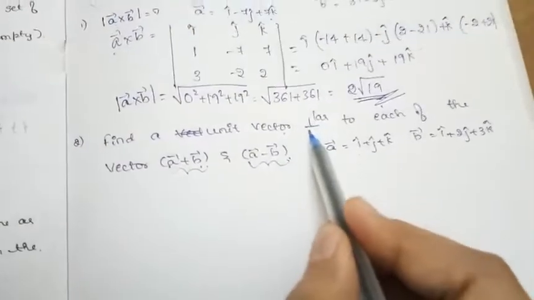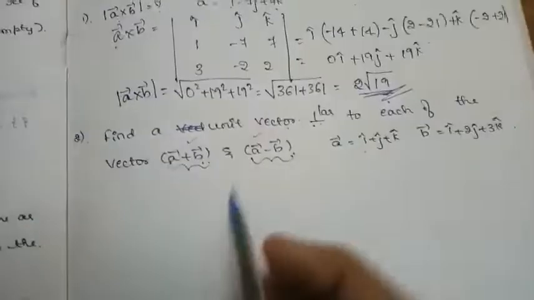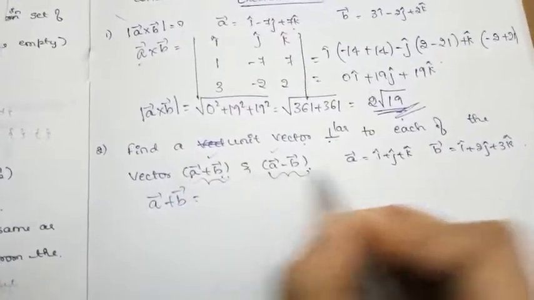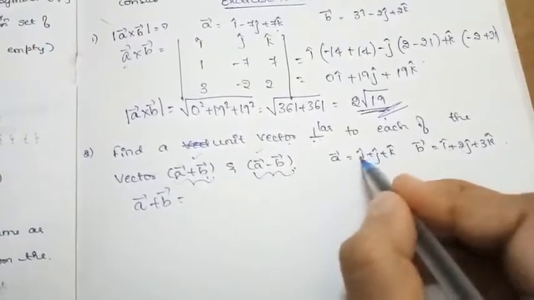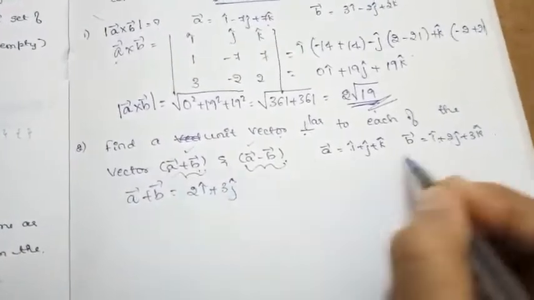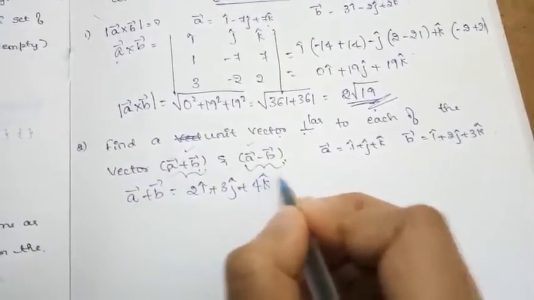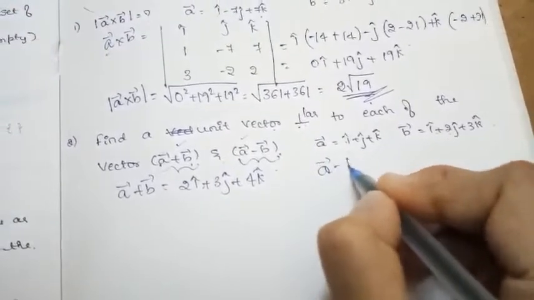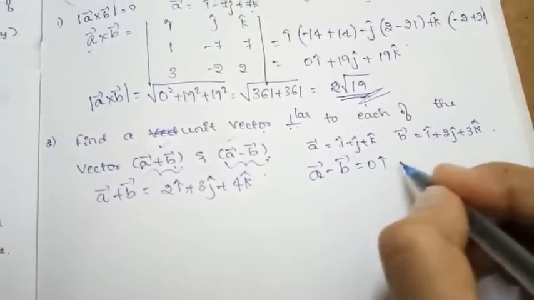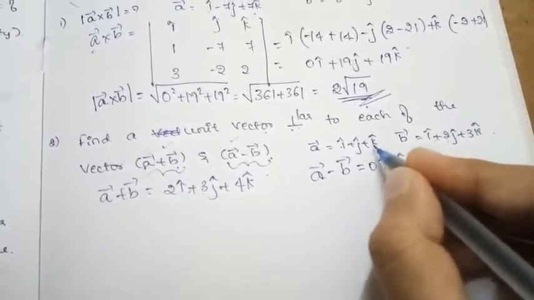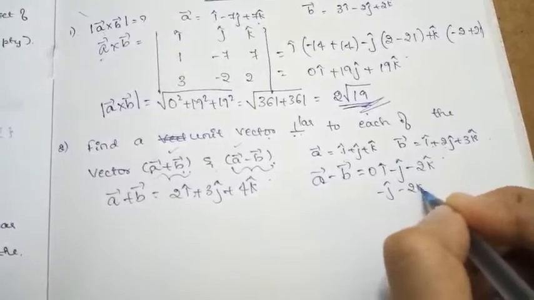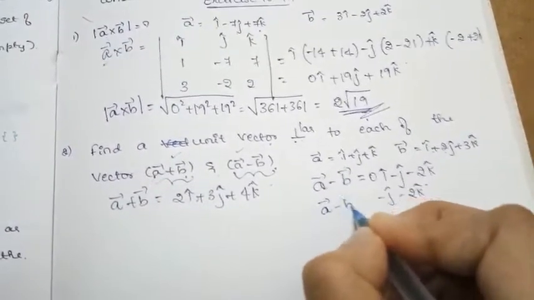Before finding that unit vector, we must know what these two vectors are. With the help of vector A and vector B, let us find vector A plus vector B. It is 1 plus 1, which is 2 i cap, 1 plus 2, which is 3 j cap, 1 plus 3, which is 4 k cap. So this is vector A plus vector B. Then vector A minus vector B is 1 minus 1, 0 i cap, 1 minus 2, which is minus j cap, 1 minus 3, minus 2 k cap. So minus j cap minus 2 k cap is vector A minus vector B.